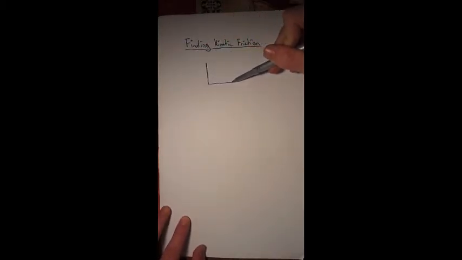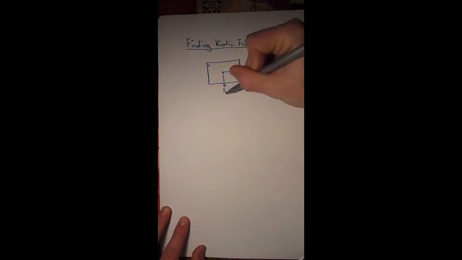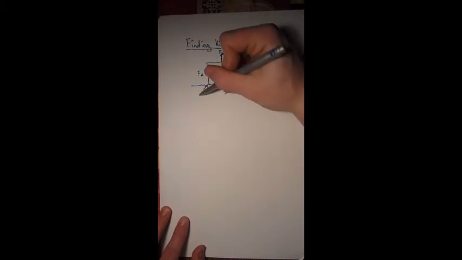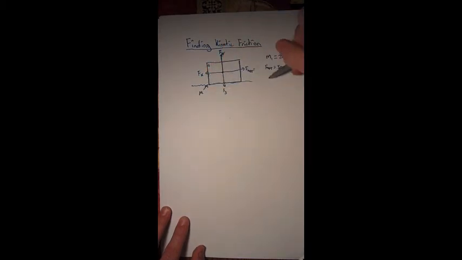Here's an example of how to find kinetic friction. So we have a mass that is 20.0 kilograms. And we'll throw an applied force on there of 50 newtons to the right. We also know that this mass has a force due to gravity, as well as a normal force, and the kinetic friction force. The coefficient of kinetic friction is 0.5.